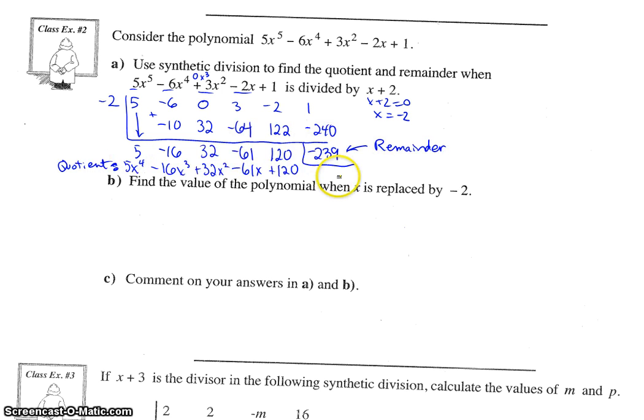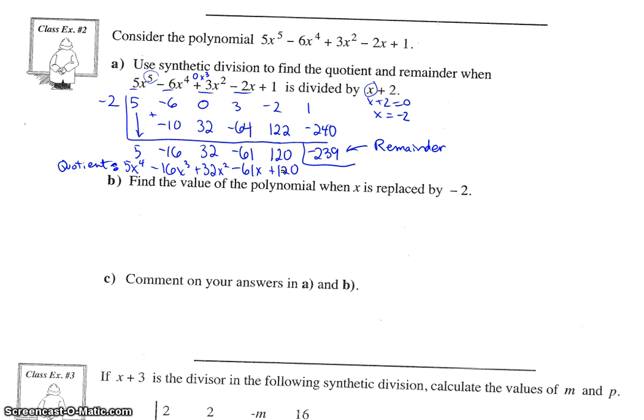Okay, did you get a remainder? You probably thought you were doing it wrong because the numbers were getting so big. I did too. So remainder of negative 239. Ouch. And that's part of their answer. They also want to know the quotient. If we started with x to the fifth and we divided by x, we should end up with x to the 4. So the first coefficient is 5, and the term is x to the 4. And then you just keep going down from there: negative 16x cubed, 32x squared, negative 61x plus 120.